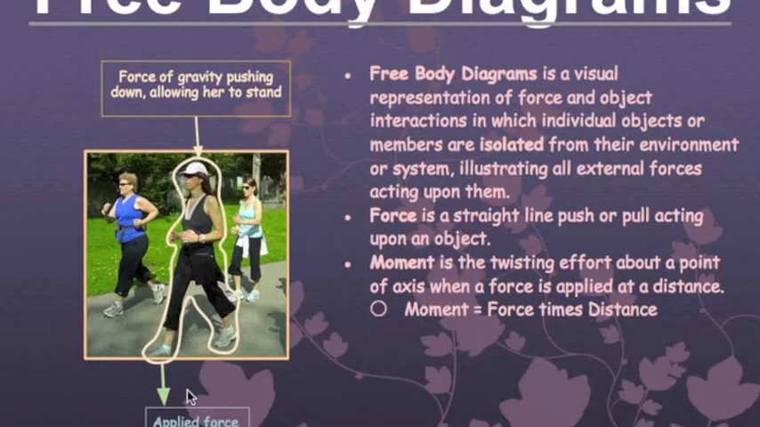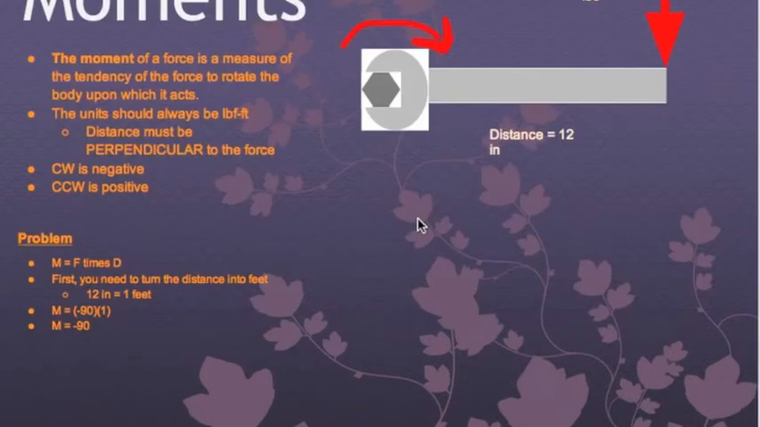And moment is a twisting effort about a point or axis when a force is applied at a distance, and the formula for moment is force times distance. Moments. The moment of a force is a measure of the tendency of a force to rotate the body upon which it acts, and the unit should always be pound-feet, and the distance must always be perpendicular to the force in order for you to use the formula, and clockwise is negative and counterclockwise is positive.